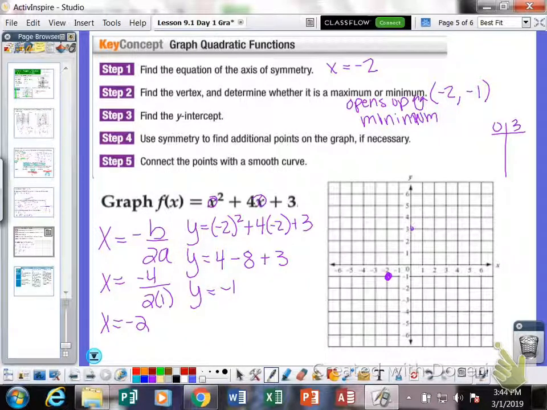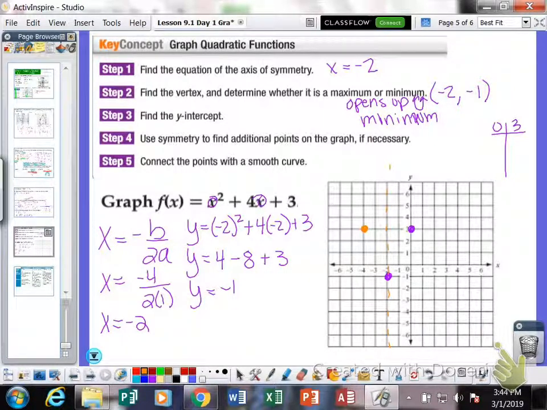So (0, 3). Ladies and gentlemen, I just said axis of symmetry is right here, right? Well, we don't have to substitute any other number in. Look at this. 0 is 2 away from the axis of symmetry. So go 2 away the other direction, and there's your other point.